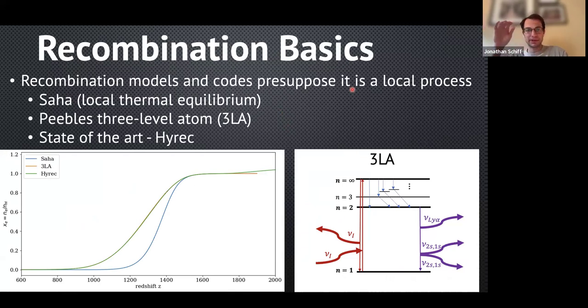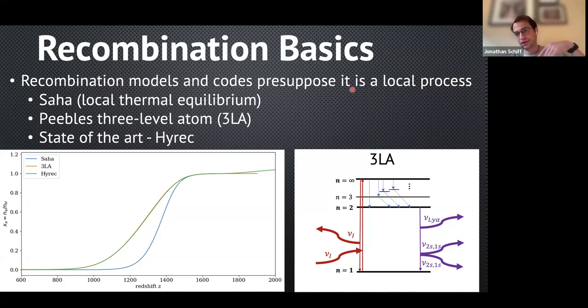And that's true even from the simplest models like Saha, which is just given from local thermodynamic equilibrium, to the Peebles three-level atom, first worked out by James Peebles and Zeldovich in the 60s, which is an effective yet very accurate model for recombination. And then even state-of-the-art codes like HyRec, all of those suppose it's a local process. A bit of how we understand recombination to work.